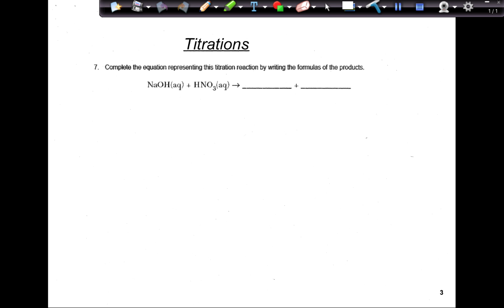For titrations, titrations are used to determine the unknown concentration of an acid or a base, and neutralization is the reaction that happens. So when you add a base to an acid, notice this is a base because it's a metal ending in OH. This is an acid because it's H in front. What's going to happen is that the H and the OH always make water, and then the other pieces, the NO3 and the Na, come together.